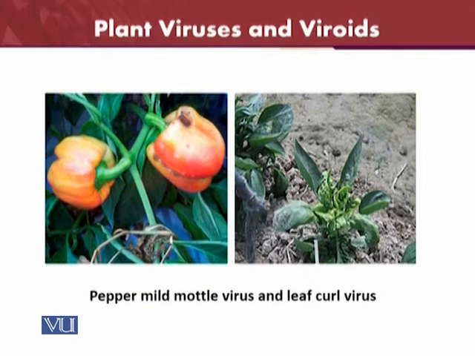We have taken the example of two plant viruses. One is the pepper mild mottle virus, and here you can see what kind of disease it can cause on tomatoes. The other is the tomato leaf curl virus, which causes disease on leaves, and the leaves become curled in shape. It is very clear from the picture that this is not the normal morphology.